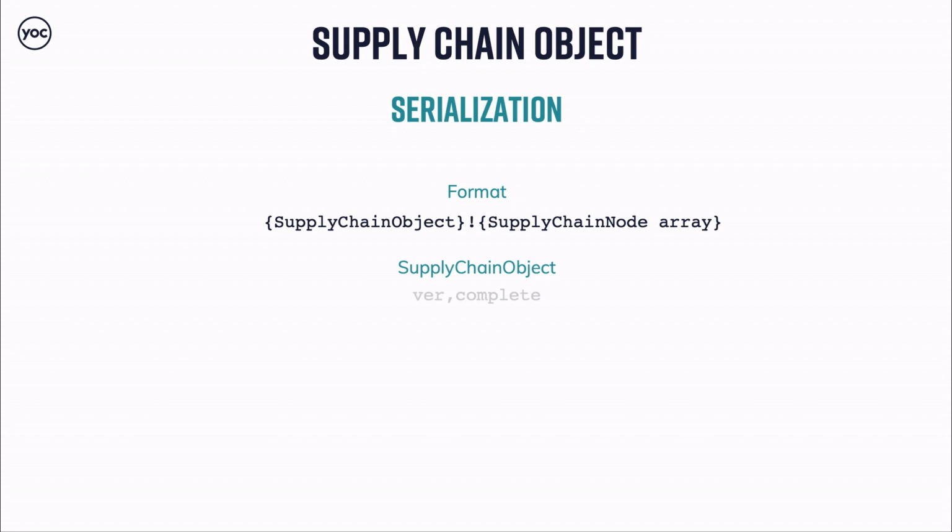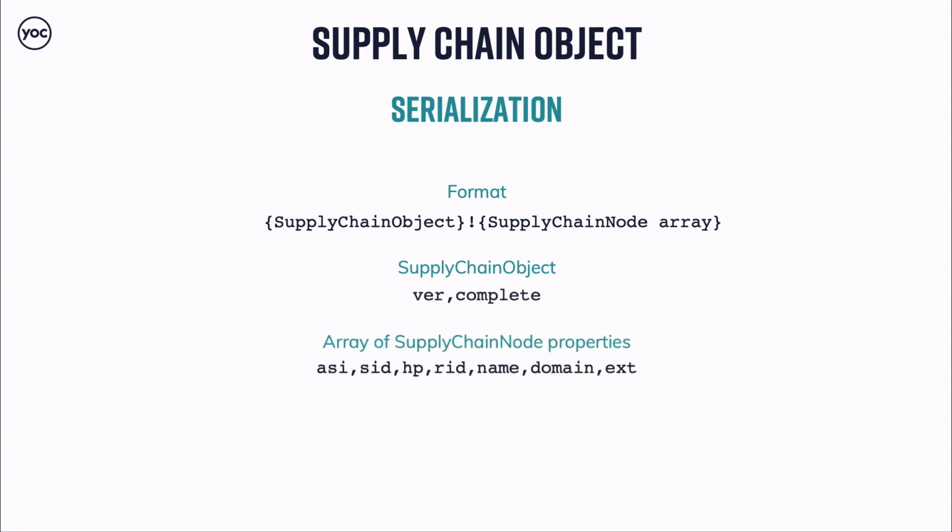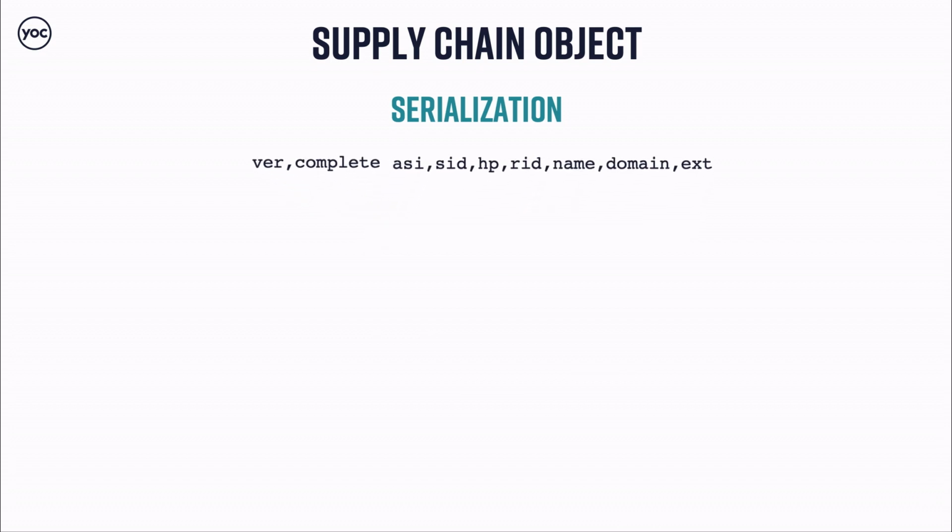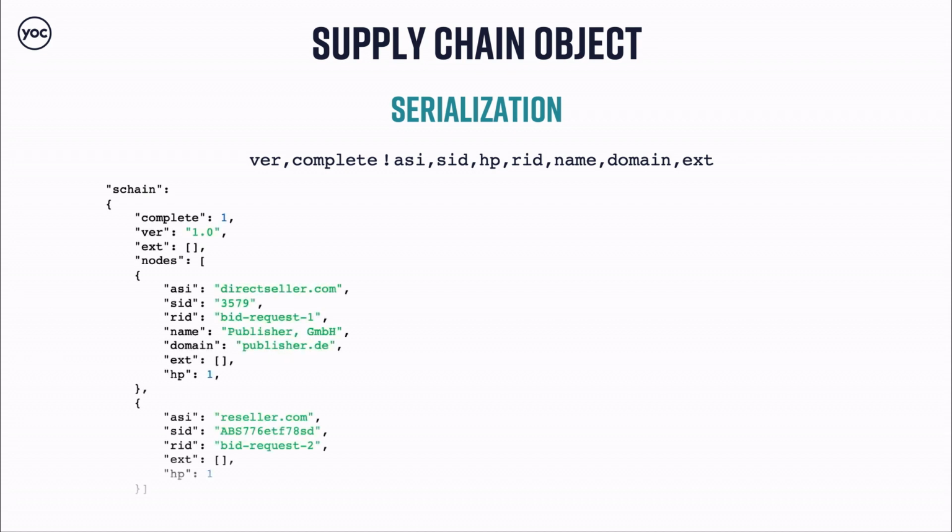It's the supply chain object, then the exclamation mark, then the supply chain node array. The supply chain object lists version and complete attributes separated by a comma, and the array of the supply chain node properties is also listing all the internal attributes separated by commas. Let's try to compose the value of the supply chain based on an example from the OpenRTB protocol.